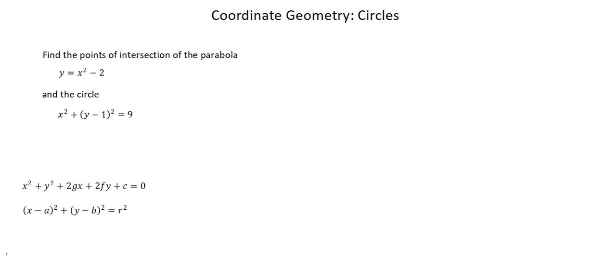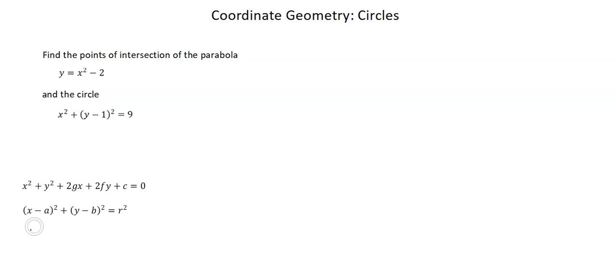The standard form circle equation is x squared plus y squared plus 2gx plus 2fy plus c equals 0. And you should be able to use completing the square methodology to get to the completing the square form, which is quantity x minus a squared plus quantity y minus b squared equals r squared.